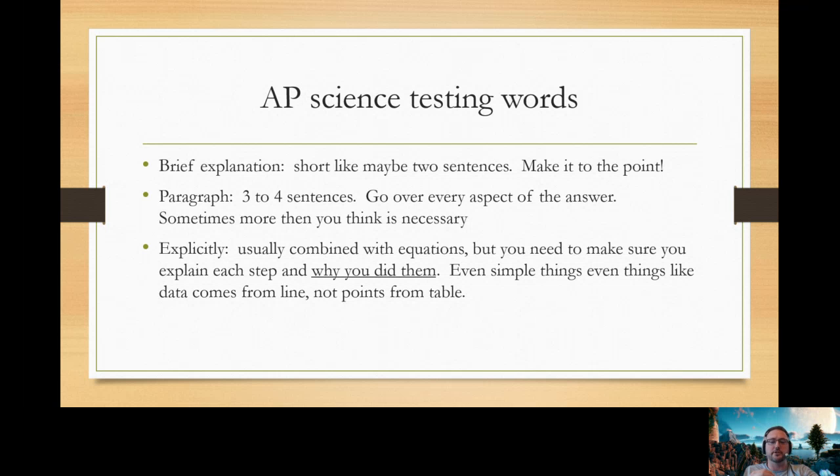Explicitly is another one of those keywords. It's usually combined with an equation, but you need to make sure you explain each step and why you did them. So that's a little bit different than the paragraph. Both can be a combination of words and equations, but with explicitly you have to use words and equations and explain why you did steps, just to make sure you're clear on what happened here, why I did this, why I was able to do that. Even simple things like data coming from the line, not the points, should be stated in explicit style parts.